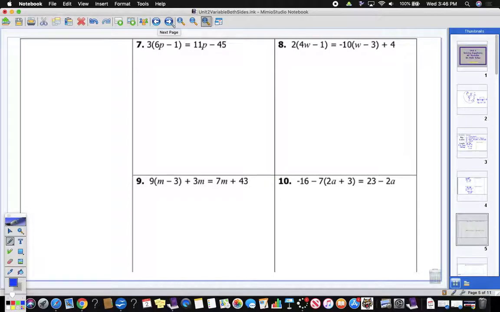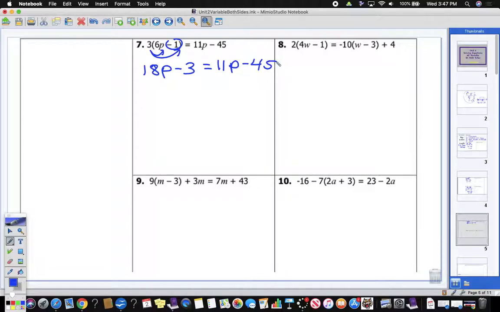Okay, and number 7, we do have parentheses. So whatever number is right in front, we're going to distribute that. So we have 3 times 6p is 18p. Now this 1 is negative, so 3 times a negative 1 is a negative 3, so we just simply write it as a negative 3. And that's equal to 11p minus 45.